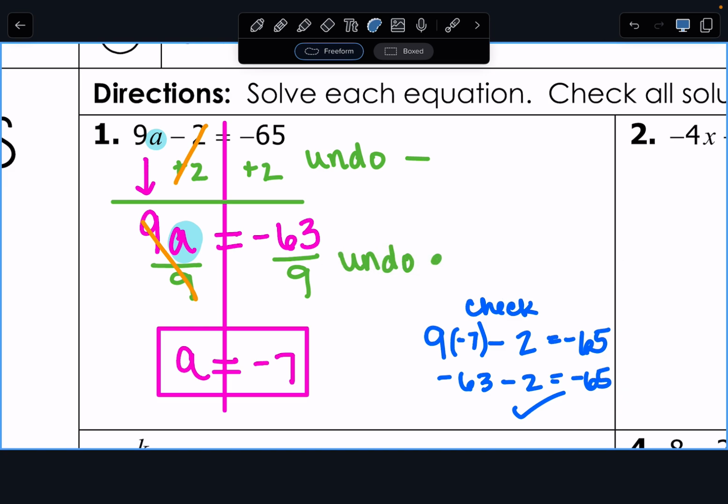Nice job. Do you see how I showed my work for each step? Now, whether or not you write these, that's going to be up to you. I'm always going to write them. But I need to see that you added 2 to both sides. I need to see that you divided by 9 on both sides. I need to see that work.